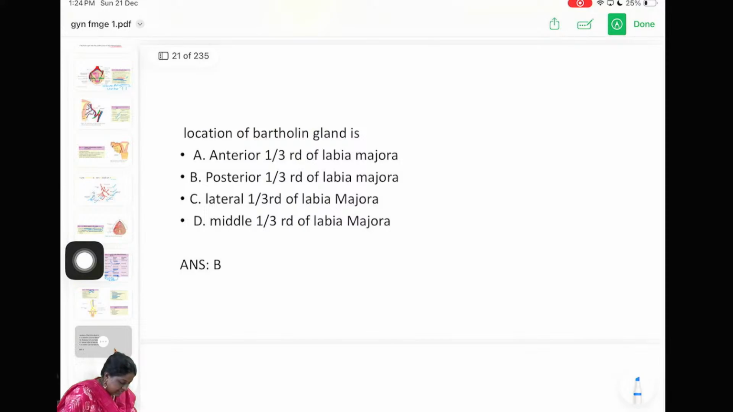So the location of the Bartholin gland is very good. Yes.